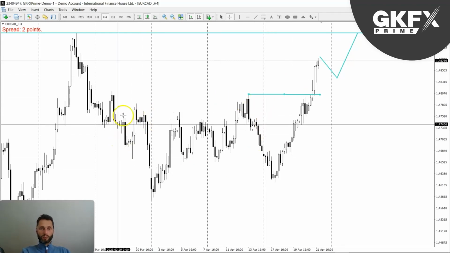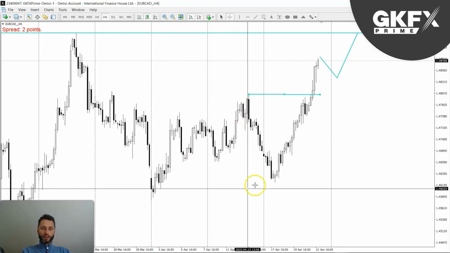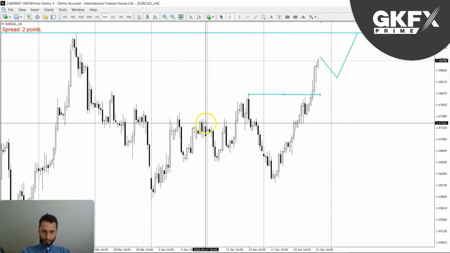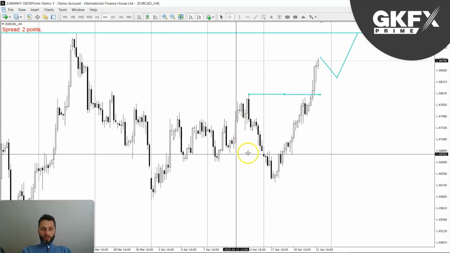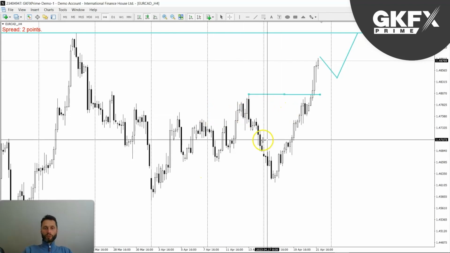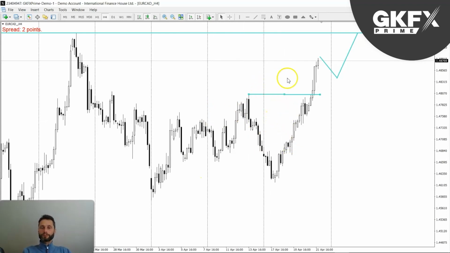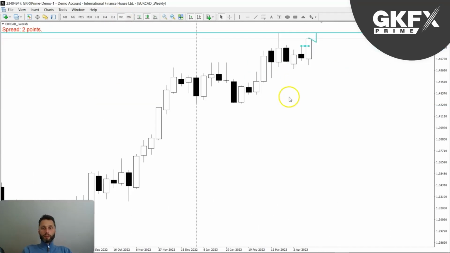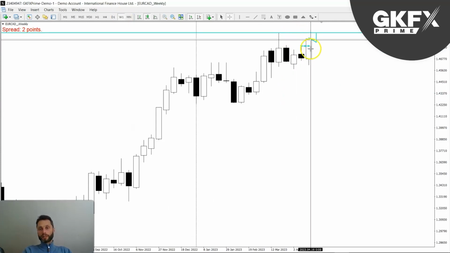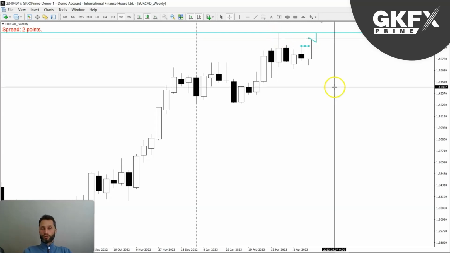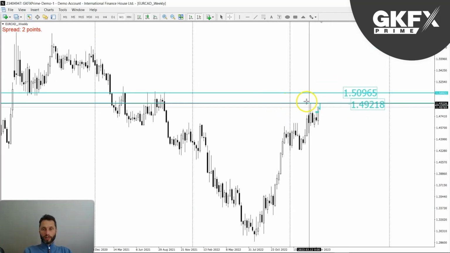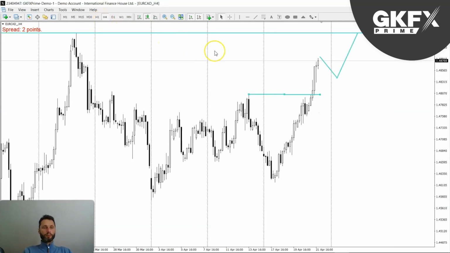As you can see, once we broke out of this range, this period of uncertain price action and uncertain direction, this would have fooled a lot of people. And looking on the high time frame, you can clearly see last week bullish engulfing, and then this is the next point to target, and then these highs up here. So again, bullishness on EURCAD.